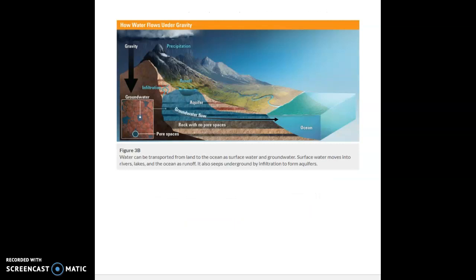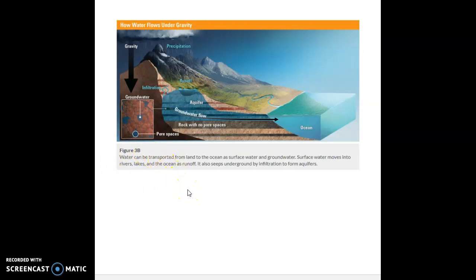And here's our figure 3b. If you want to look at this in a bigger picture, go to that text I told you about on the Google Drive. This caption says, "How water flows under gravity." And I'm going to look down here and read this first.